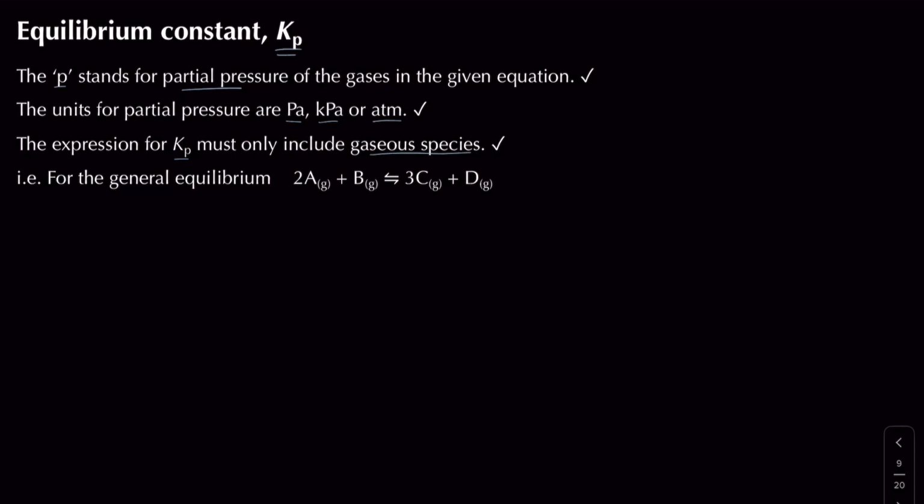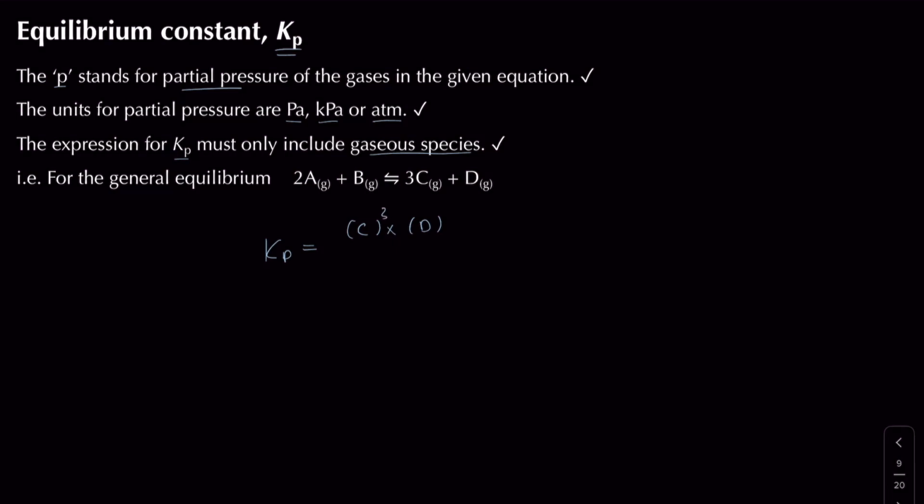Now let's say I've got this general equilibrium over here. You can see everything's going to be a gas, so it's going to be a homogeneous equilibrium. If I were to write the Kp expression for this, I'd have Kp equal to products over reactants, the same as my Kc expression, where I have C and D. But it's going to be different in two ways. The first way is having circular brackets rather than square ones. I'm going to times these both together, and I'm going to have my powers just as normal before.